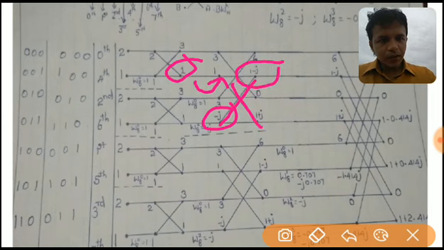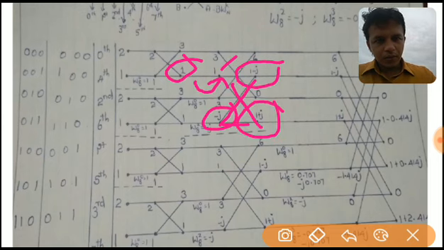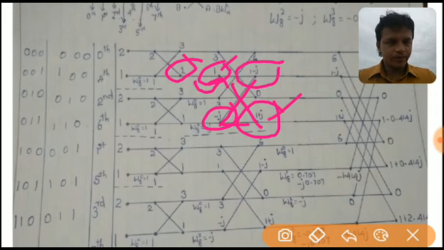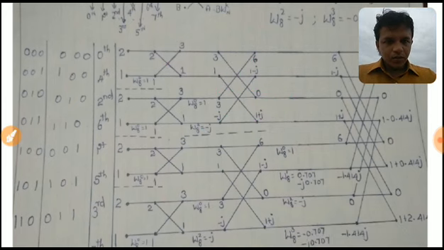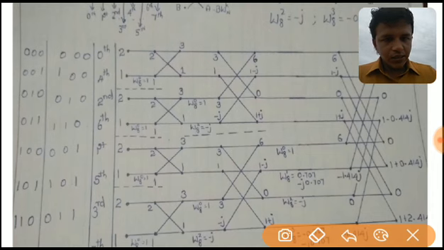And in this butterfly, the upper part I am getting by adding these two things, this one and this one. So it is 1 minus j, and in the lower branch I am getting by subtracting this 1 and minus j. So the answer is 1 plus j. 1 minus of minus j becomes 1 plus j, right? So the same thing I am proceeding with the third butterfly. So this is the third butterfly.